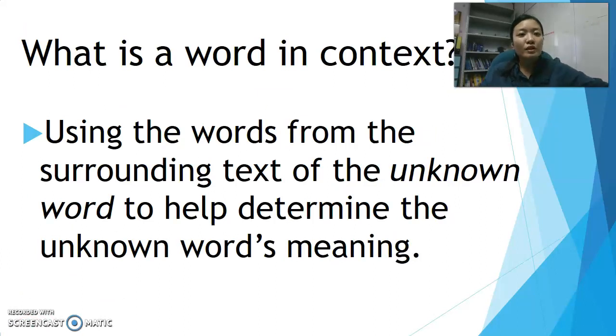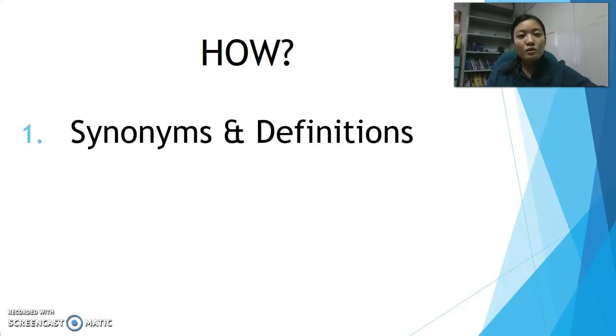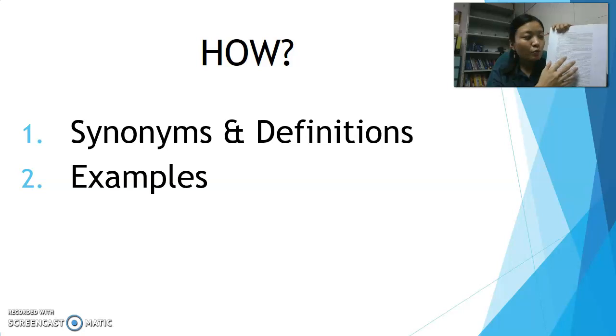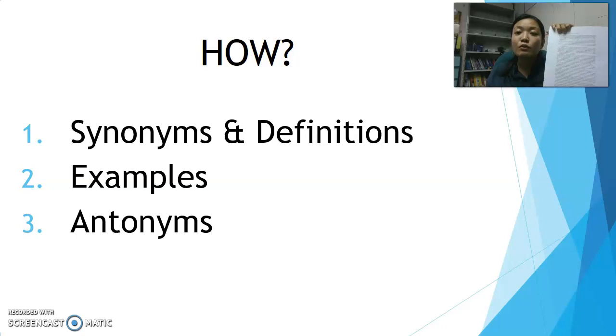So what is word in context? Basically, as I mentioned earlier, using the words from the surrounding text of the unknown word to help determine the unknown word's meaning. And there are a few ways which you can do this. You can use synonyms or definitions which appear around the text, or you can use examples that are given which talk about the story of that text or that paragraph and that is related to that word. Or sometimes instead of giving you synonyms, they give you antonyms. Later you will see examples of all this. Then you'll be able to understand further what I'm talking about.